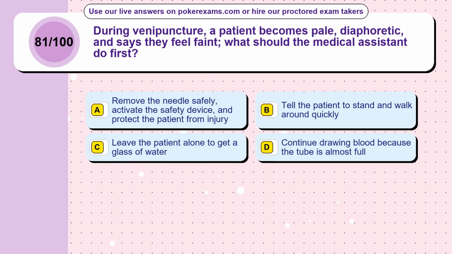Question 81. During venipuncture, a patient becomes pale, diaphoretic, and says they feel faint. What should the medical assistant do first? Option A.